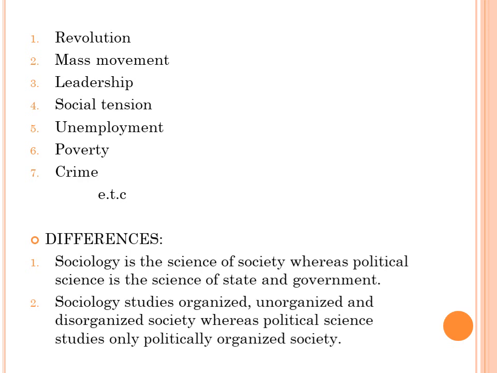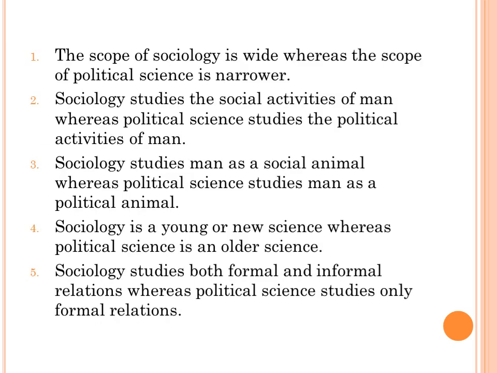Sociology is the science of society, whereas political science is the science of state and government. Secondly, sociology studies organized, unorganized, and disorganized society, whereas political science studies only politically organized society. Next, the scope of sociology is wide, whereas the scope of political science is narrower. Next, sociology studies the social activities of men, whereas political science studies the political activities of men.